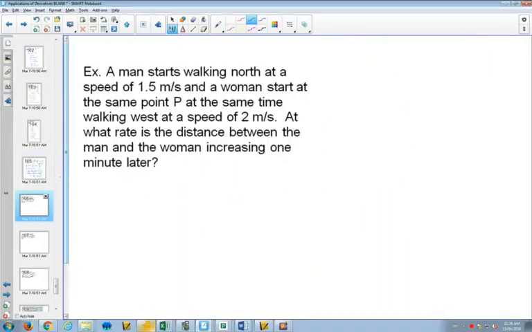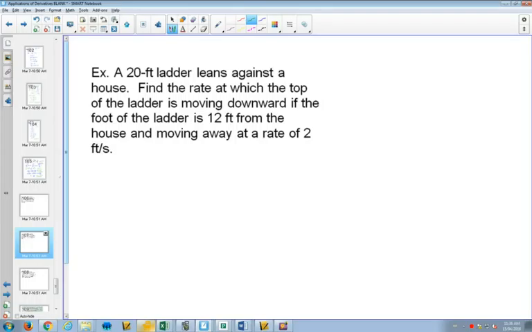Okay, this example is exactly the same, so we're going to actually skip it. If you want to try it on your own after, that's fine. We'll go on to the next question.